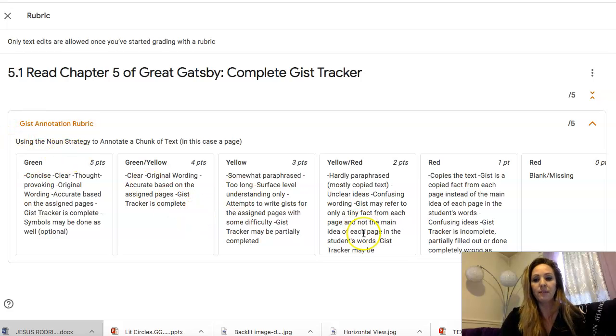I hope that this was helpful and you now have a better understanding of how to do your own annotation work while you're reading a literary text.